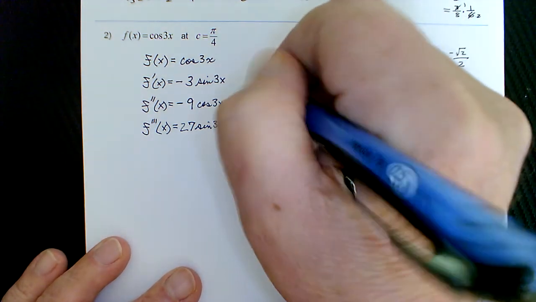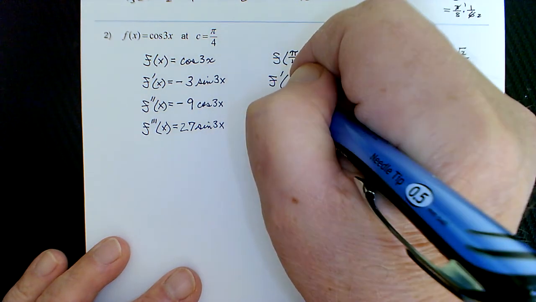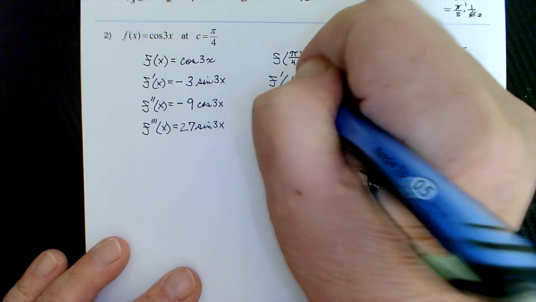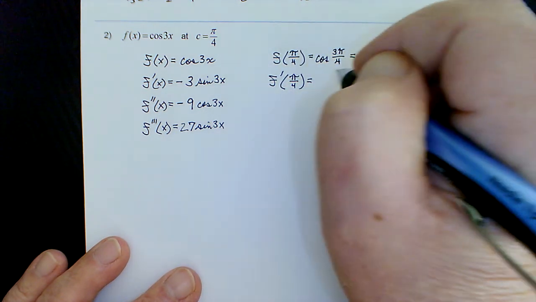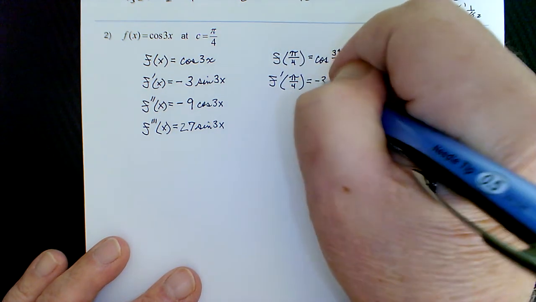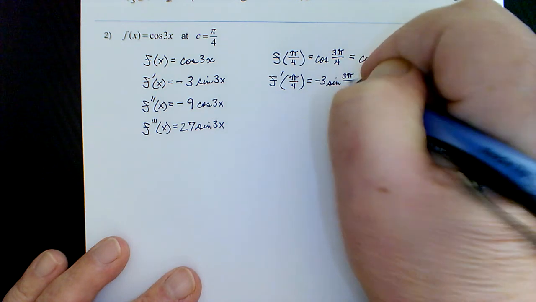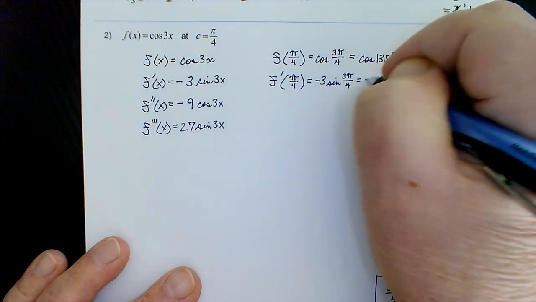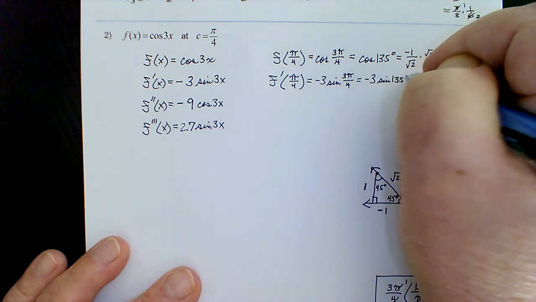Okay, so now f prime of pi over 4 is -3 sine of 3 pi over 4. So that's -3 sine of 135 degrees.